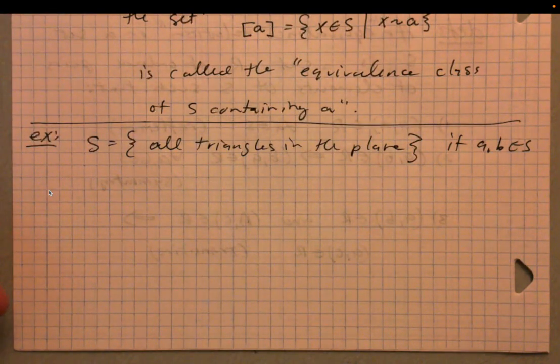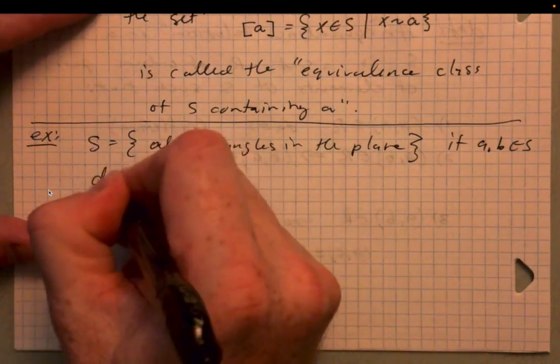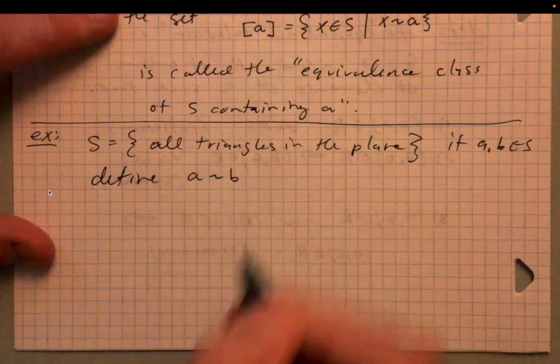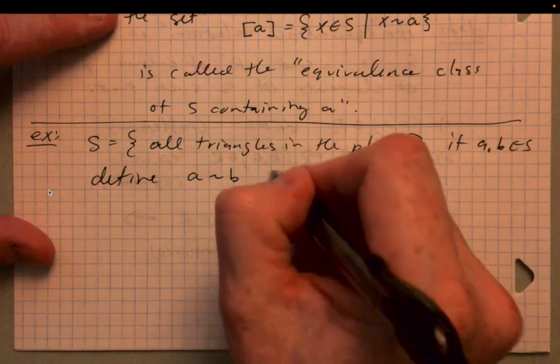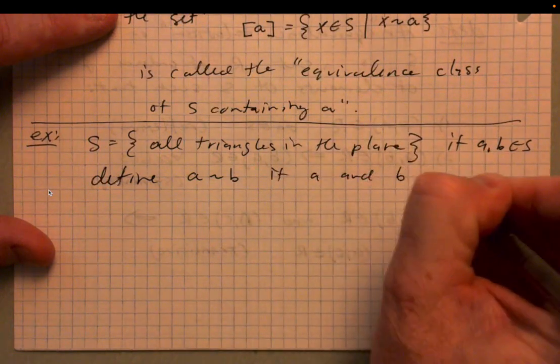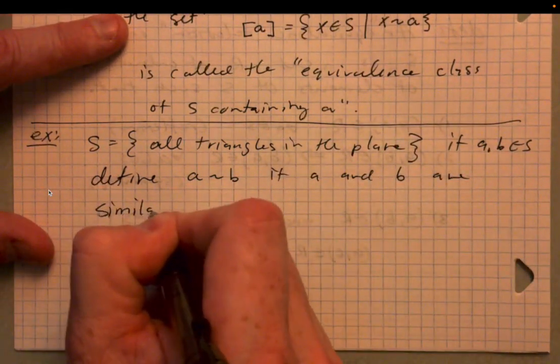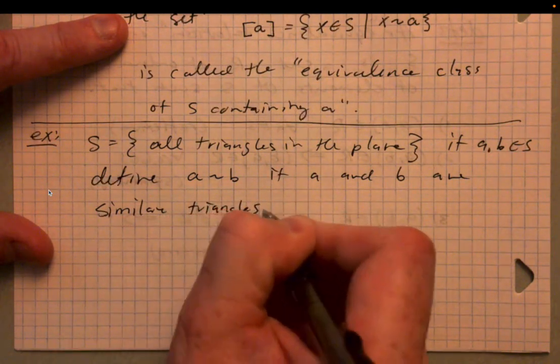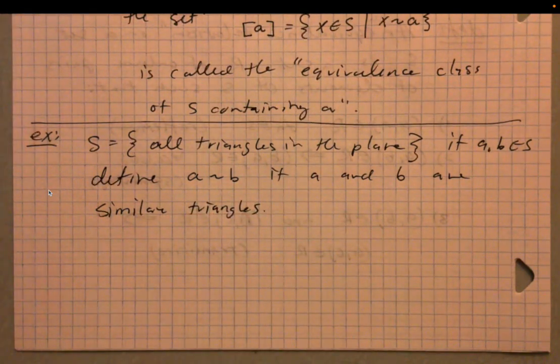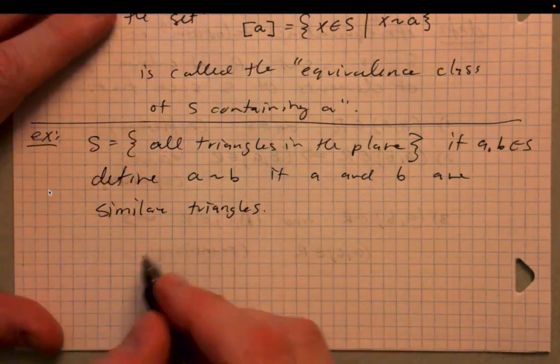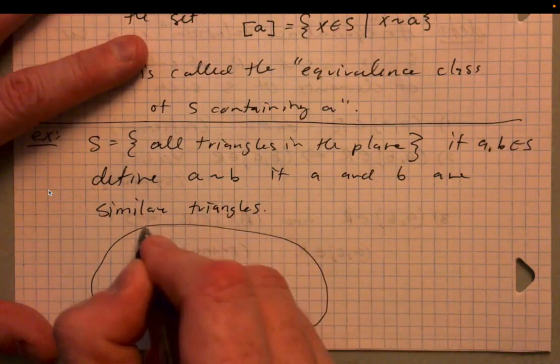So S is the set of all such triangles. If A and B are particular triangles in S, we're going to define A equivalent to B if A and B are similar triangles. Okay. Now, hopefully we remember what similar triangles are, right? Triangles are similar if they have the same angles. If A and B are similar, they have corresponding angles that are the same, right?